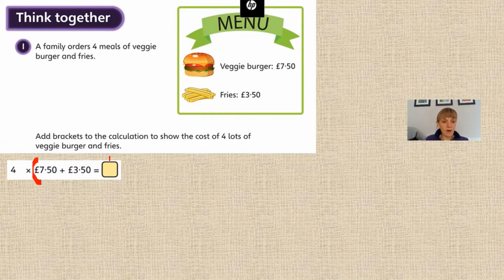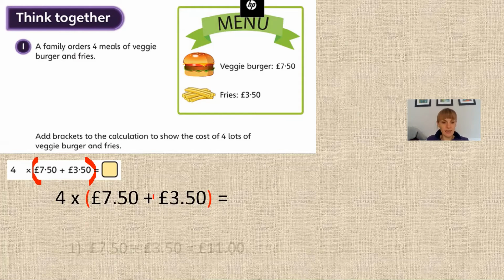We would add our brackets around the £7.50 and the £3.50, because what that will make us do is add those together first. So that's one meal, and then we times it by 4 to give us 4 lots of that meal. So here it is written down. I've now put my brackets on here.